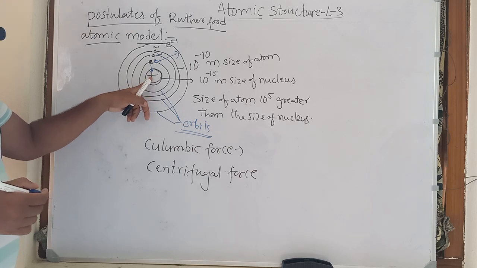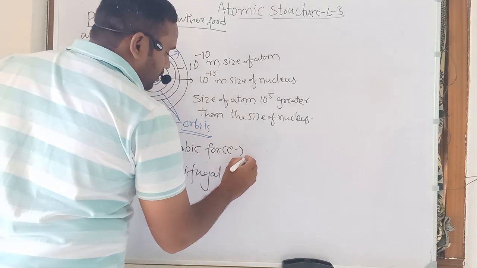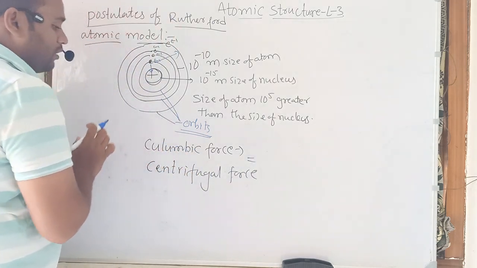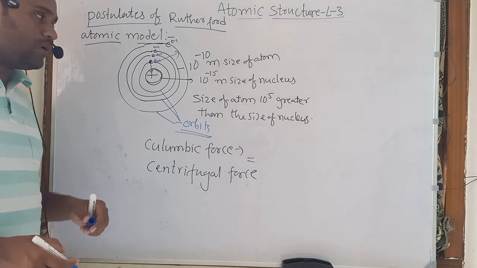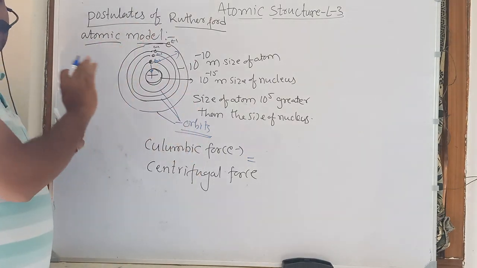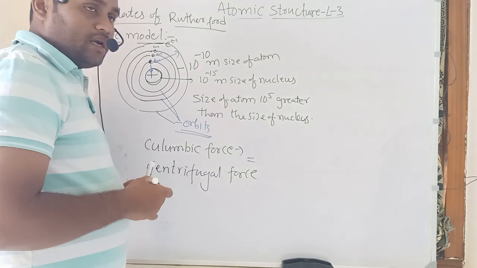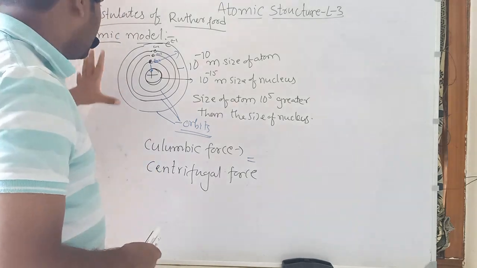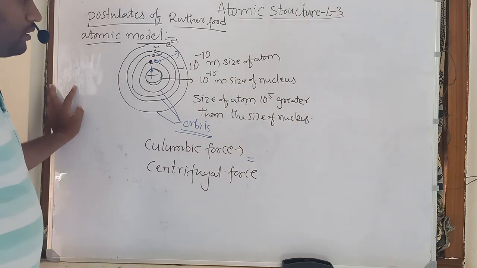this nucleus. Here in an atom, the amount of Coulombic force is equal to the amount of centrifugal force, according to Rutherford. That's why the electrons are not falling into the nucleus. In this way, the atoms get stability. These are some important points in the Rutherford atomic model.